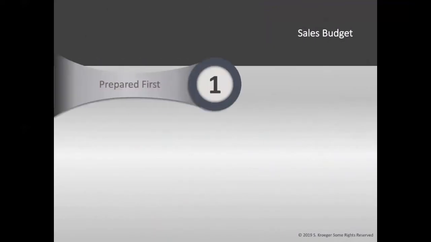The first budget is always the sales budget. We need to do this one first because we won't know how many units to make or what to purchase if we don't know what we plan on selling.